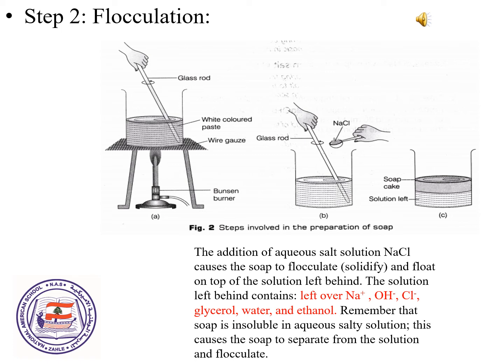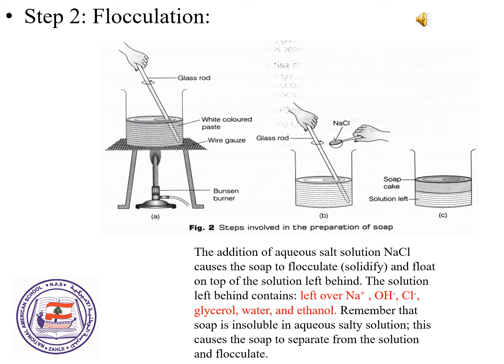Now, remember that in the beaker we have the soap in the aqueous form. So we have RCOO- and Na+. Now when you add a large amount of Na+, what happens to the equilibrium? The equilibrium will start to shift backwards towards the precipitation or the flocculation of the soap molecules. So the addition of aqueous salt solution, which is Na+ Cl-, causes the soap to flocculate or solidify and float on top of the solution that is left behind.